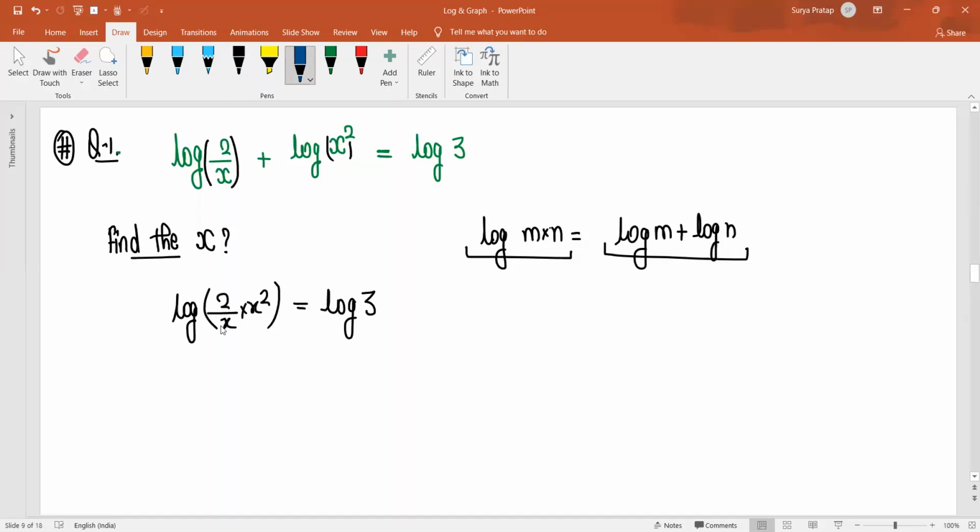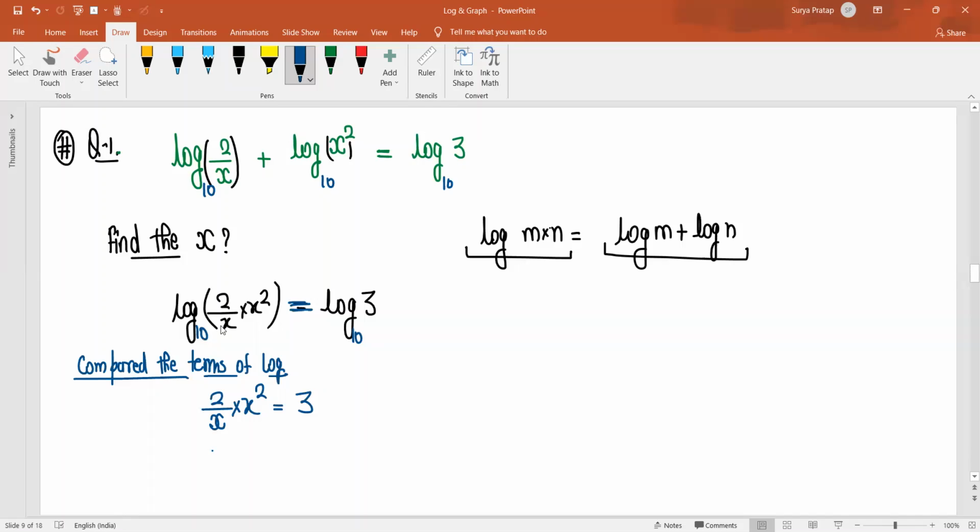Now, as I said, if the terms are like the left side and the right side logs, we can easily equate their values. So we can say 2 over x times x square is just like 3. What we did was compare the terms of log. Also, be very careful about comparing: the bases must be the same on both sides. If the bases are not the same, you first have to convert them into the same base, and then you can proceed.